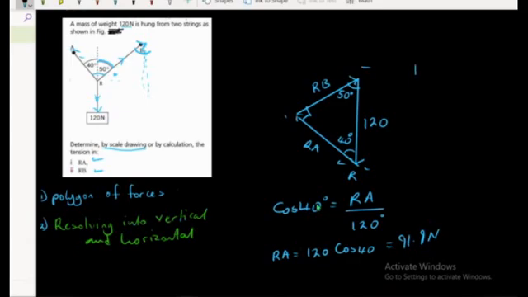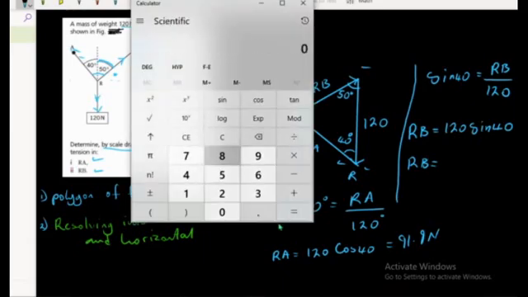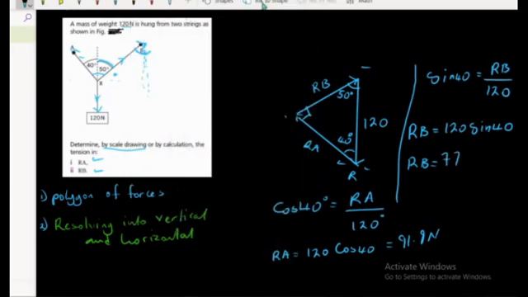Then to calculate RB, in reference to 40 degrees, we are going to use sine 40 this time around. Sine 40 is equal to RB divided by 120. So RB will be equal to 120 sine 40. That is sine 40 times 120, and that will give us 77.1 Newton. So this is how you can calculate your system in equilibrium using polygon of forces.